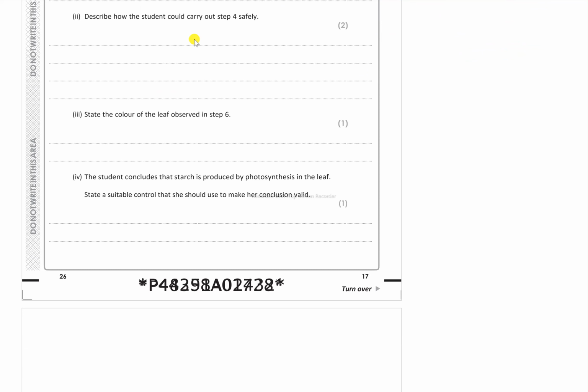Right. Describe how the student would carry out step 4 safely. So that was boil it in ethanol. Remember we said ethanol is flammable. So do not use a naked flame or Bunsen burner, but use a water bath to heat.